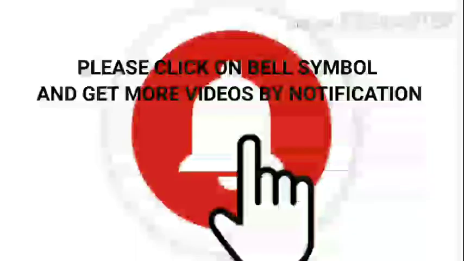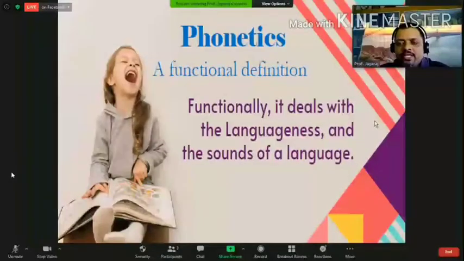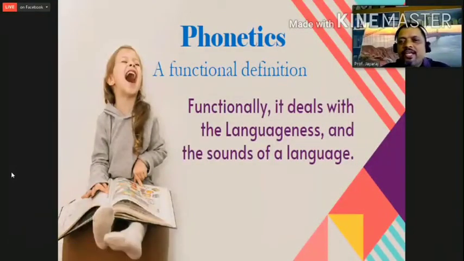Right? So when you look at phonetics functionally, this is what we realize. Functionally, it deals with the languageness, where voice quality, voice modulation, certain important aspects of rhythm, and all these things contribute to languageness and the sounds of a language. So phonetics functionally deals with the languageness, the sounds of a language.